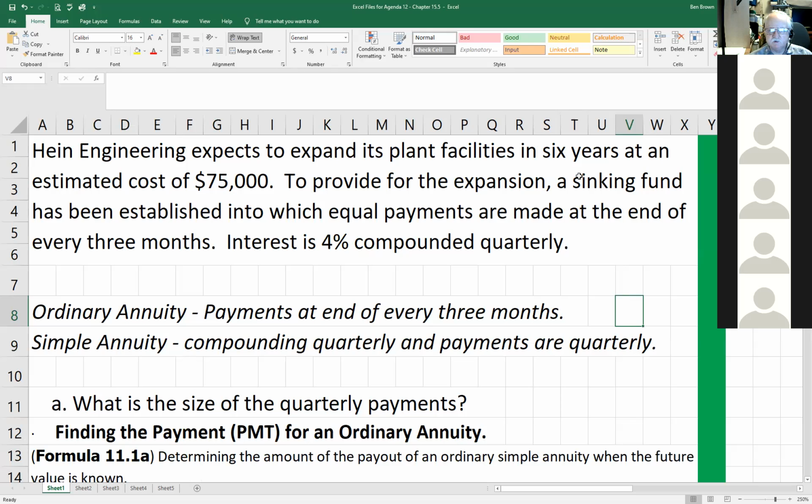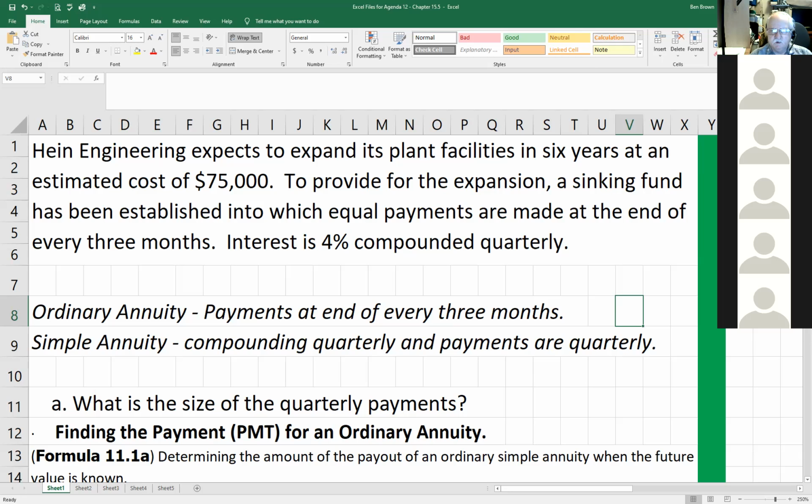So let's read the question and then figure out what they're really asking us here. Hine Engineering expects to expand its plant facilities in 6 years at an estimated cost of $75,000. To provide for the expansion, a sinking fund has been established into which equal payments are made at the end of every 3 months, and interest is 4% compounded quarterly.